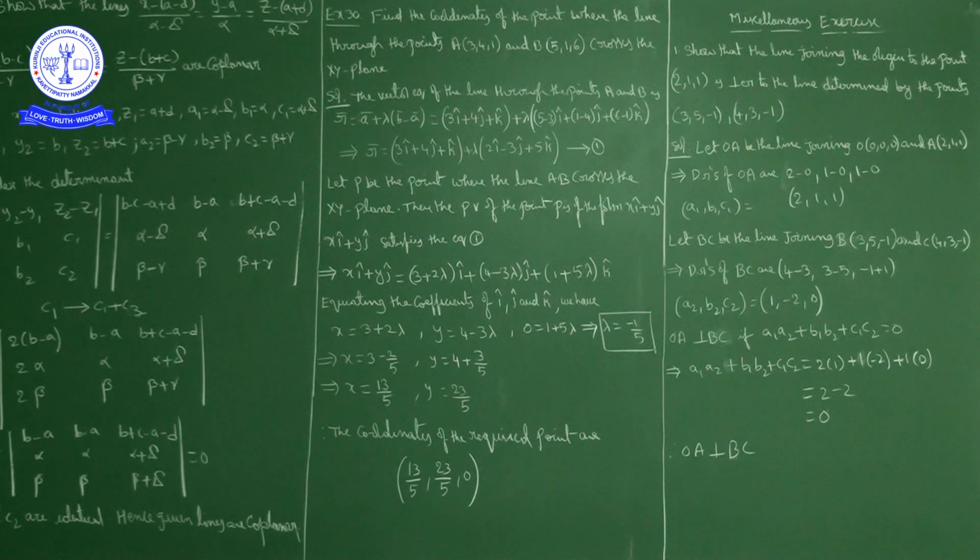So the x ordinate is 13 by 5, the y ordinate is 23 by 5, and the z ordinate anyhow is 0. So the coordinates of the required point are 13 by 5, 23 by 5 and 0.